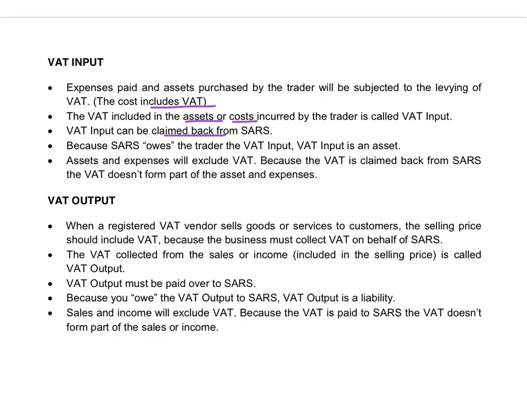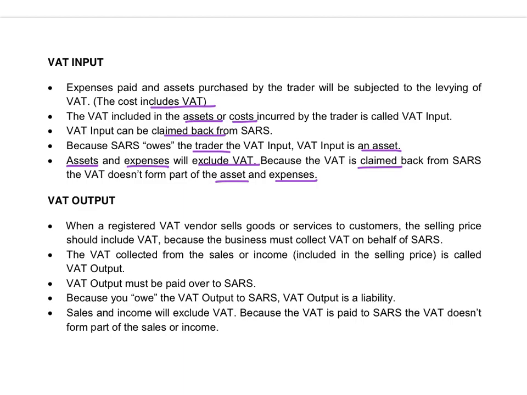This money SARS owes to the trader because he paid it when he bought the goods or when he paid expenses, and this VAT input is therefore an asset that will be received back from SARS. Assets and expenses will exclude VAT. So in your ledger account, you can never have VAT included in your asset or in your expenses, because we claim the VAT back from SARS. The VAT doesn't form part of the expense of the asset or the expenses that we pay.